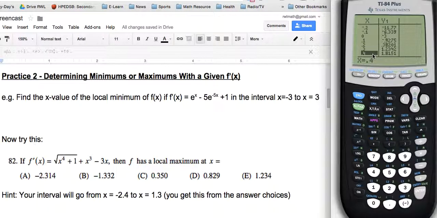So now I can go back and actually solve that equation. Let's go into our solver. It's definitely negative to positive, so it's a minimum. It's going downhill, then it goes horizontal, and then it goes uphill. That's a minimum. So now I have to go math, solver. I have a solver.